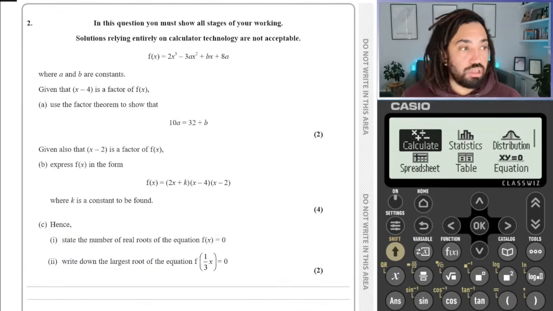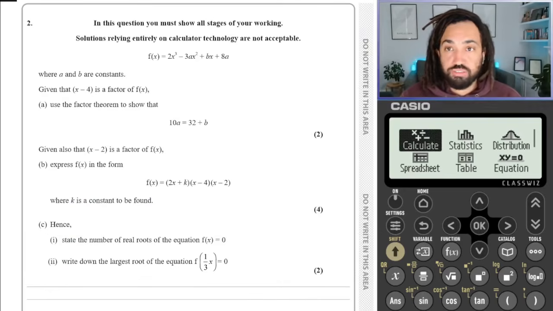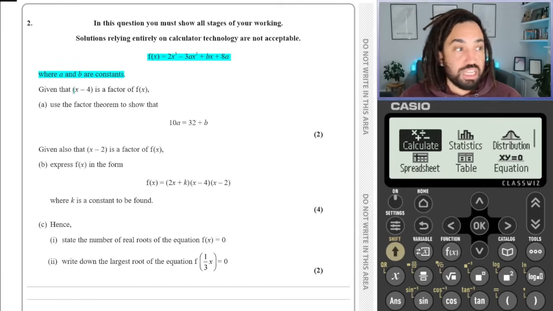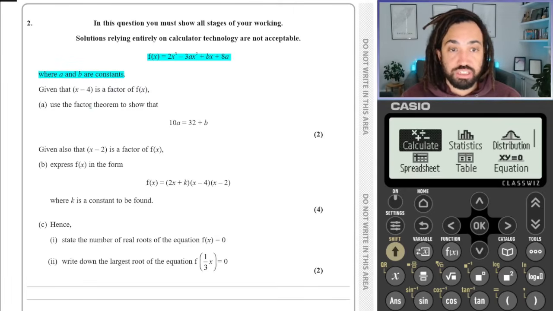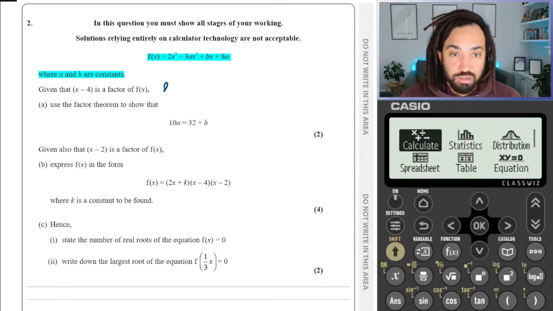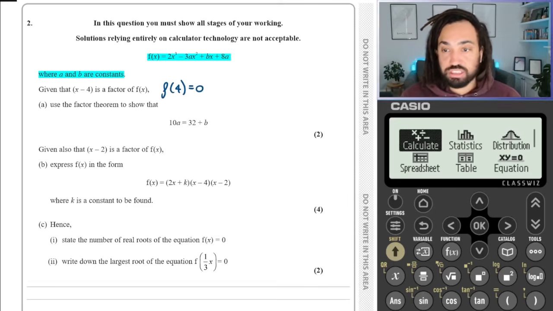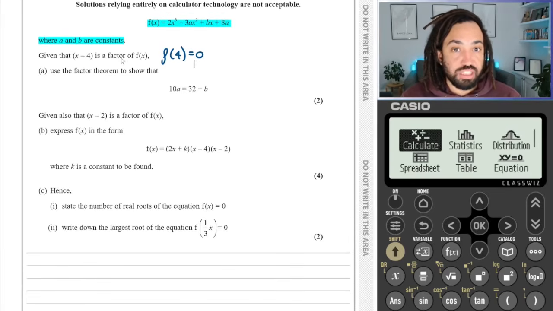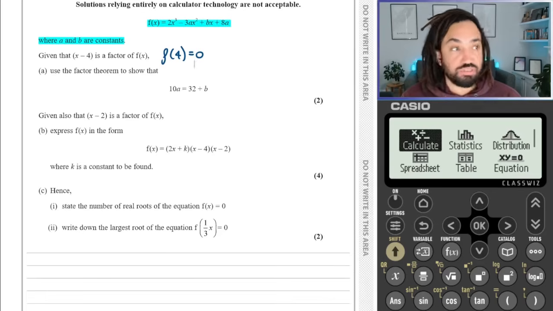Perfect. Okay, question number 2, and we've got a function f of x is equal to this with some missing terms in it, because we've got a and b are constants, but we know that x minus 4 is a factor of f of x, so use the factor theorem to show that. So if x minus 4 is a factor of f of x, then we know that f of 4 is equal to 0. Okay, so that's just your standard factor theorem rule. If x minus a is a factor, then f of a equals 0, and vice versa.